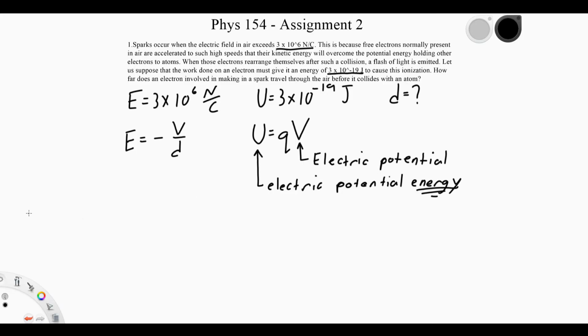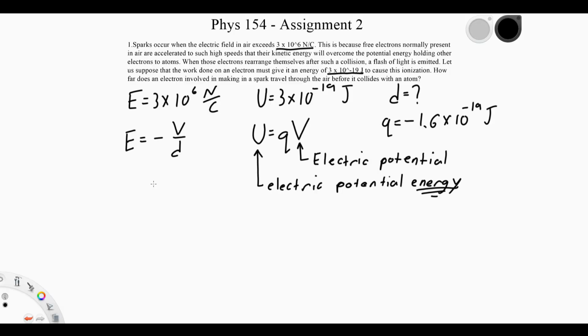Okay, and with that in mind, we're looking for D. If we had the electric potential that this electron is in, we could just plug in for this equation, plug in for the electric field, and solve for D. However, of course, we don't have the electric potential. We could solve for it by plugging in the charge of an electron, which is negative 1.6 times 10 to the negative 19 coulombs.